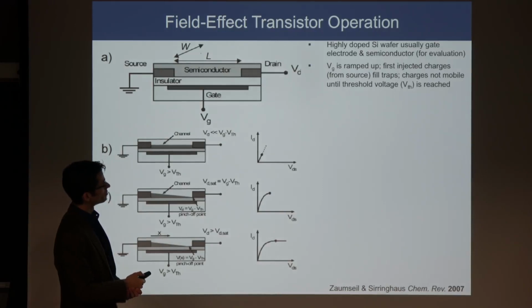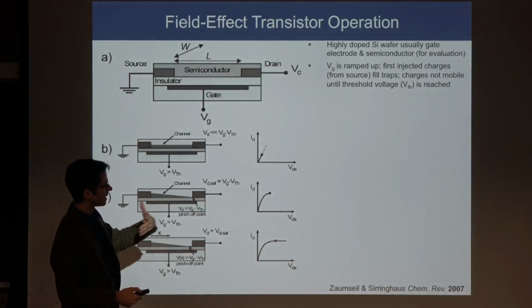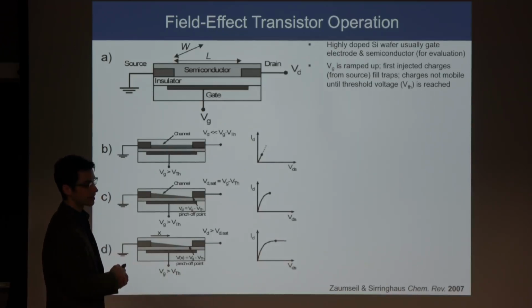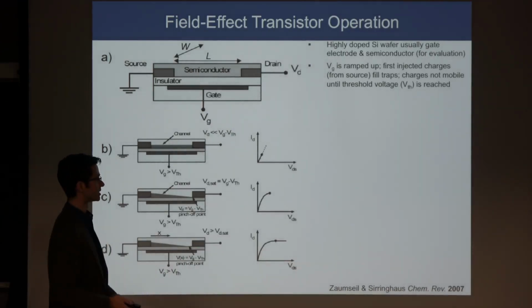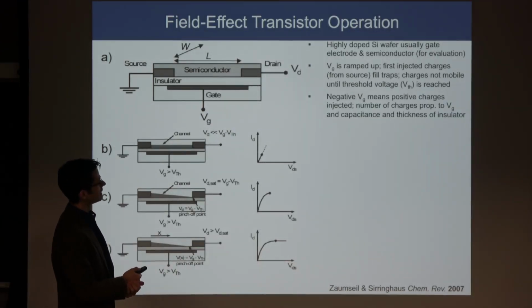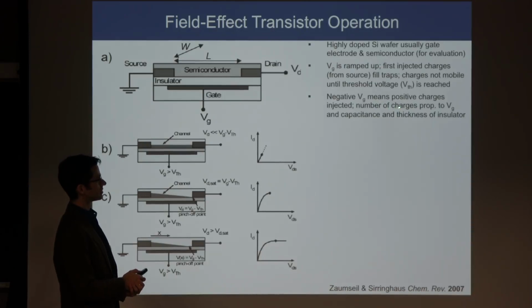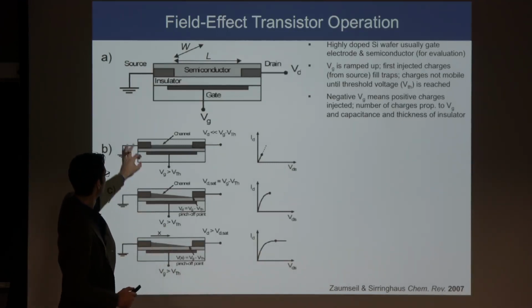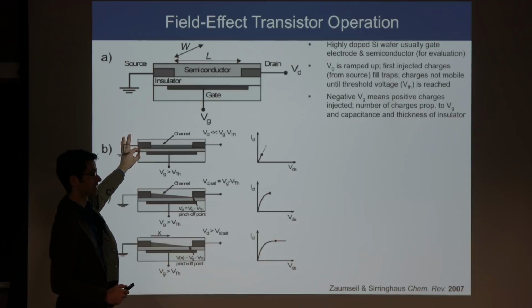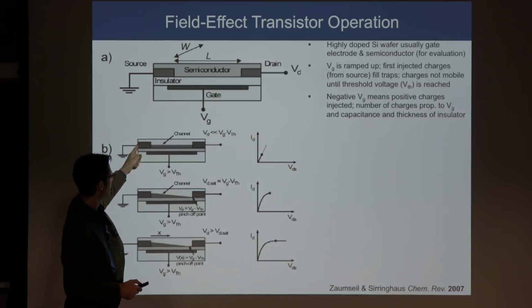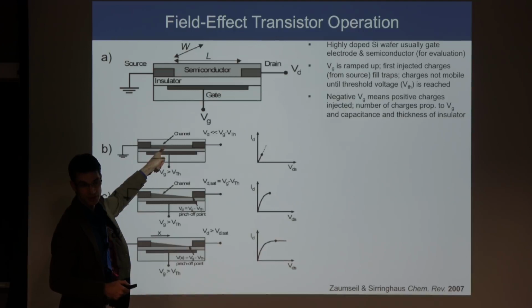So the voltage that fills all the traps and that allows you to have some mobility of the charges after you've filled up all the traps is called the threshold voltage. So the VG needs to be greater than the threshold voltage in order to have mobile charges in the channel. So negative gate voltage means positive charges are injected and vice versa. And the number of charges that are injected is proportional to the gate voltage and the capacitance and thickness of the dielectric insulating layer, which kind of makes sense. So we apply a positive voltage here and negative charges, so electrons come in through the source and vice versa.